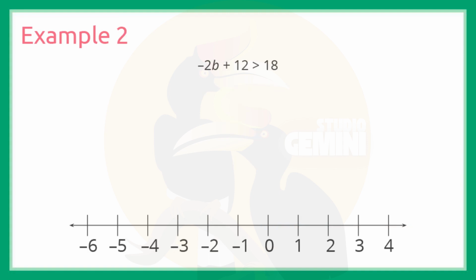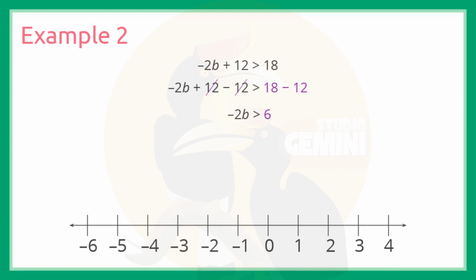For our second example, we're given the inequality negative 2b plus 12 is greater than 18. Again, we'll use inverse operations to solve for the variable. We'll need to start by subtracting 12 on both sides. Doing that cancels out the 12 because 12 minus 12 is just 0. So we're left with negative 2b on the left side. On the right side, 18 minus 12 gives us 6. So now we're looking at the inequality negative 2b is greater than 6.